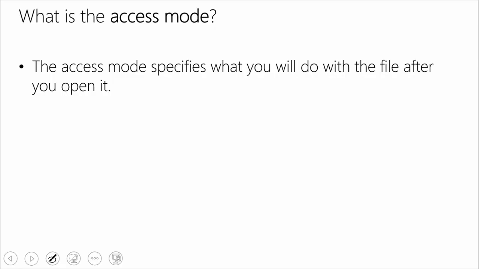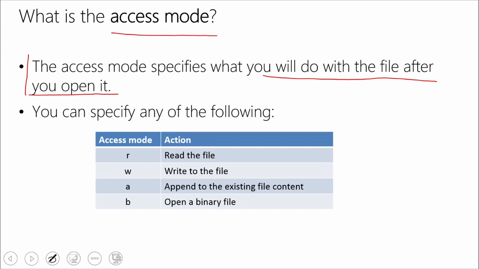Well, what about the access mode? Well, the access mode is going to indicate how it is that you want to open up that file. Do you only want to be able to read? Do you only want to be able to write? Or as it puts it right here, what are you going to do with this thing after you open it? That's what the access mode is all about. And what you're going to notice is that there's 4 basic access modes that are available.